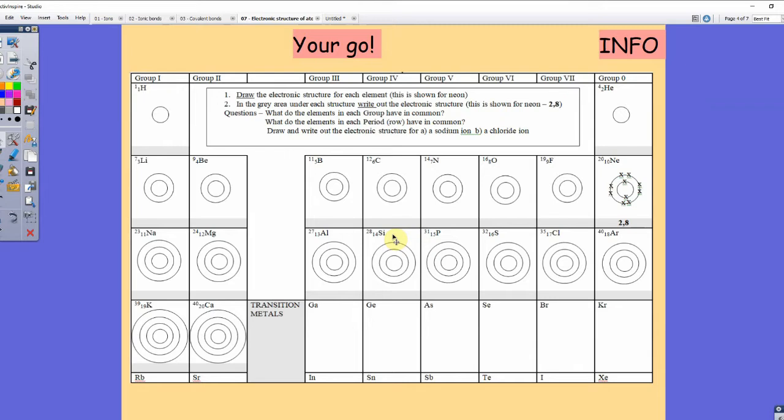So if you have a look at this table, you should have seen this before, and for example, we start with hydrogen. Hydrogen has got one proton, so it's going to have one electron, so there should be one electron going around this first shell. Lithium here has got 3 protons, so if it's got 3 protons, the atom will have 3 electrons. You can only fit 2 on the first shell, so it'll have 2 in the first and 1 in the second, and the whole show should look like this.